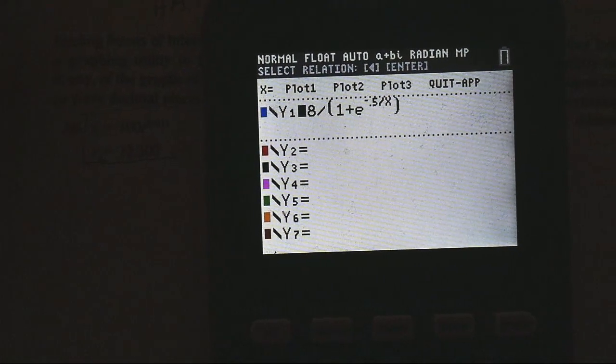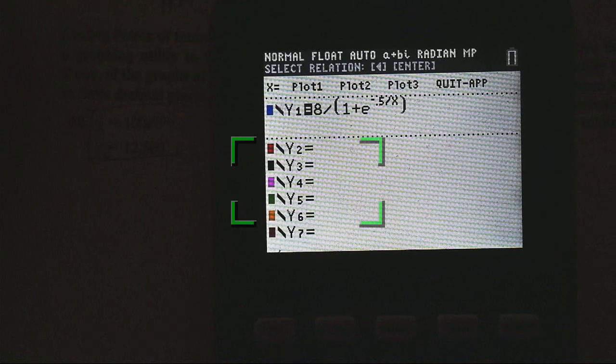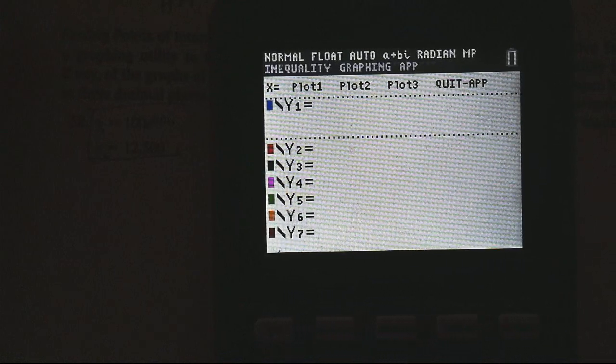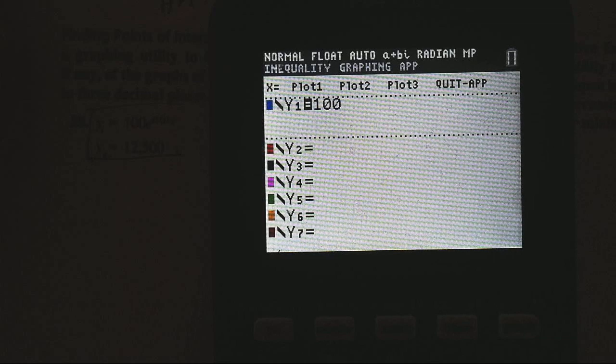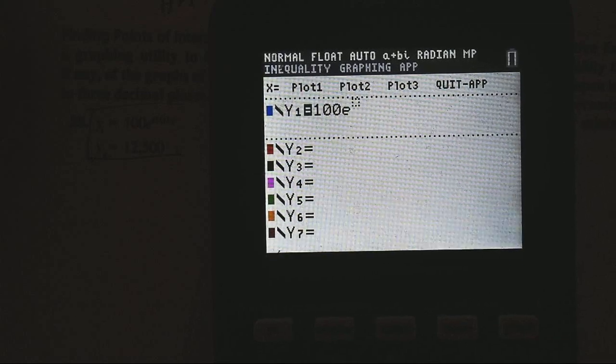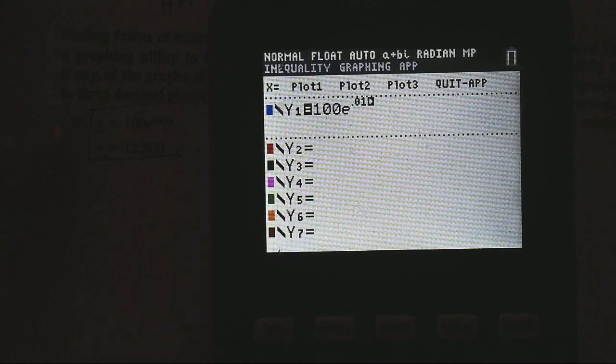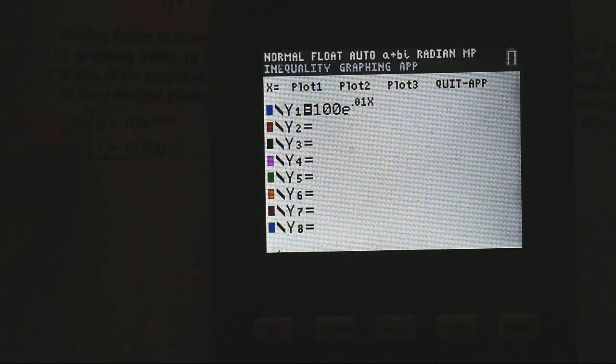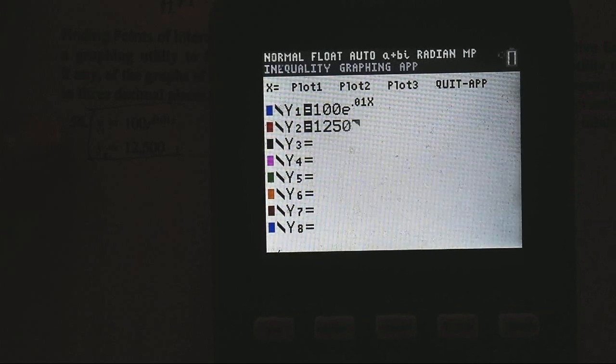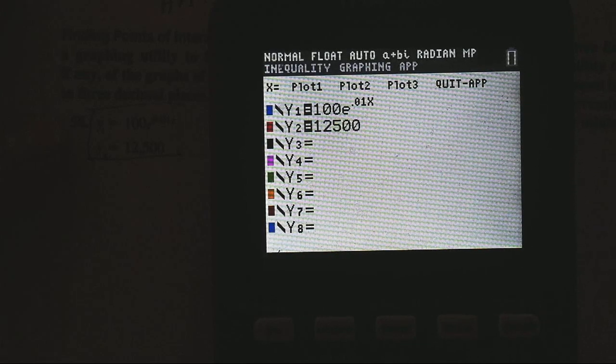So y1, let's clear that out, and let's go 100. Second ln is e to the, we'll talk about why they use that function for it, 0.01x. And my second function is just plain old 12,500. And we're looking for the intersection of those.